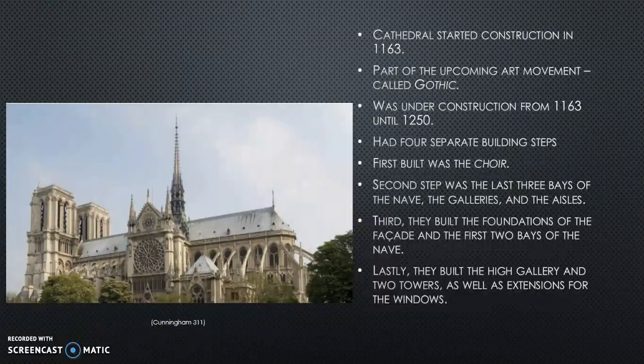Third, they built the foundations of the facade and the first 2 bays of the nave. You might ask, why did they build the first 2 bays after the last 3 bays? And that is because they were working from the back of the building to the front of the building, so it made it easier for them to work on the last 3 bays first, and then work their way up to the first 2 bays. Lastly, they built the high gallery and 2 towers, as well as extensions for the windows, which is a very prevalent structure of the Gothic era.